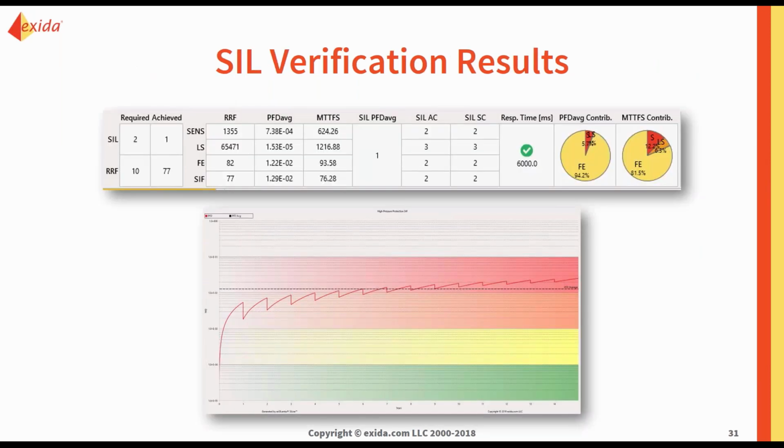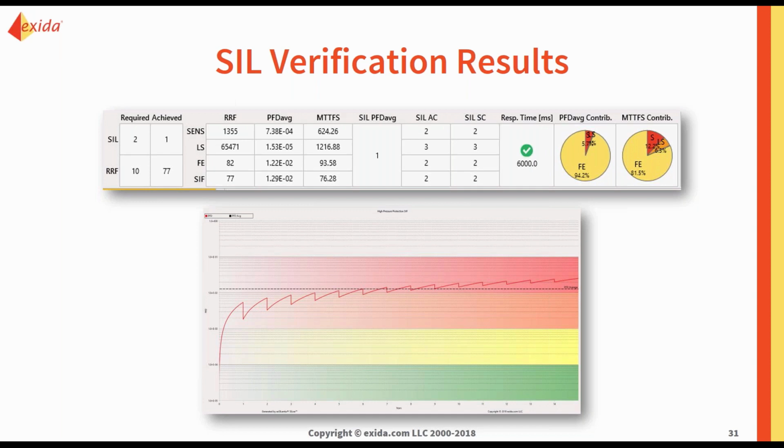The tool is then going to spit out results. You see your required SIL and RRF and your achieved SIL and RRF. I did not achieve my requirements yet, and so I would have to keep on working, either adding redundancy or changing proof test strategy. For each part of the SIF, you have your sensor, logic solver, final element results for your risk reduction factor, for your PFD average, for your mean time to fail spurious. And then you have the overall results for the SIF shown there.